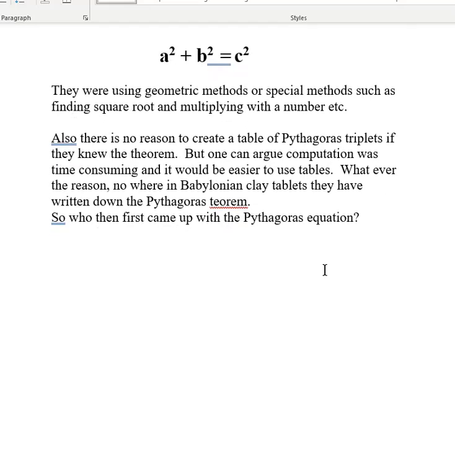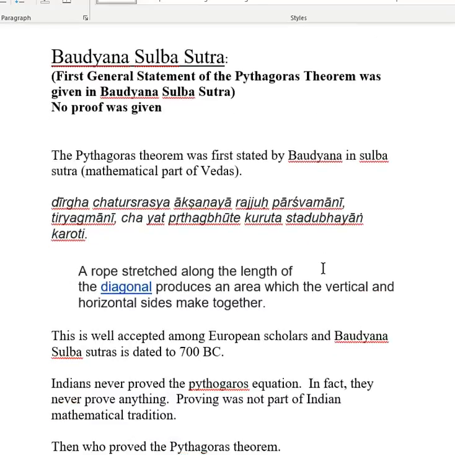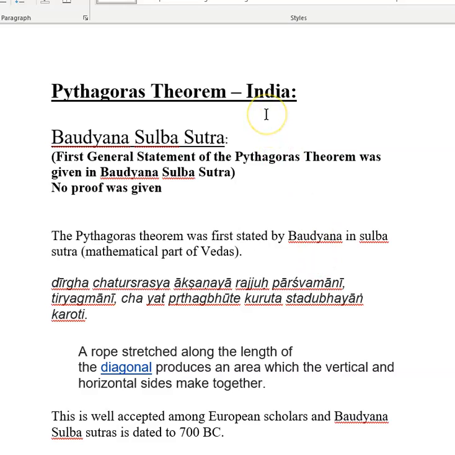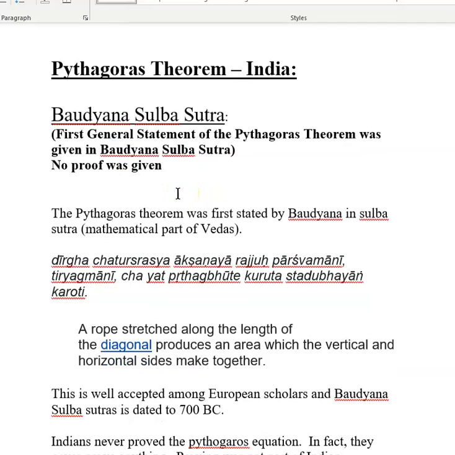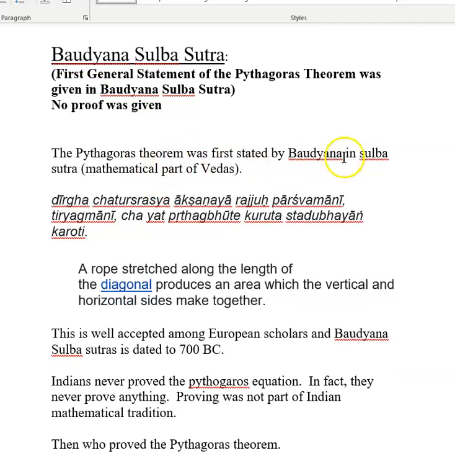So who stated the theorem for the first time? That would go to Baudhayana Sulba Sutra. The first general statement of the Pythagoras theorem was given in Baudhayana Sulba Sutra, and they did not give a proof. The Pythagoras theorem was first stated by this verse here, Dirgha, Chatushraya, Akshnaya, Rajju, whatever here.